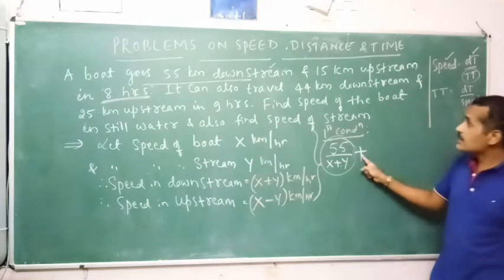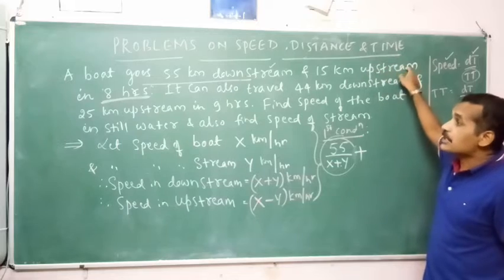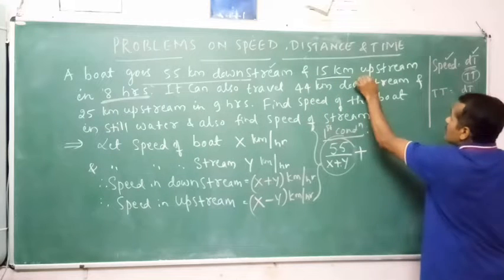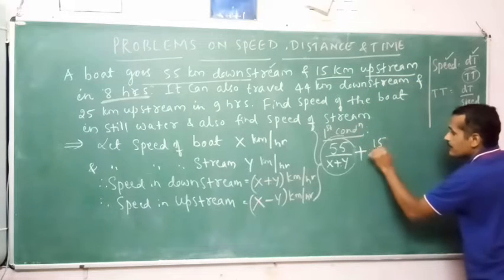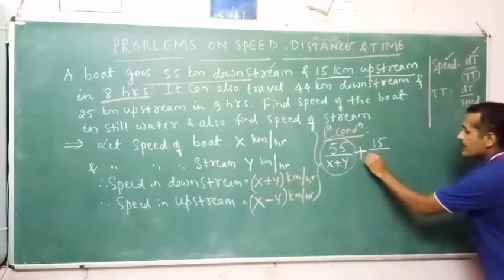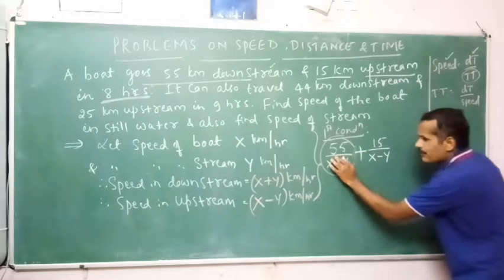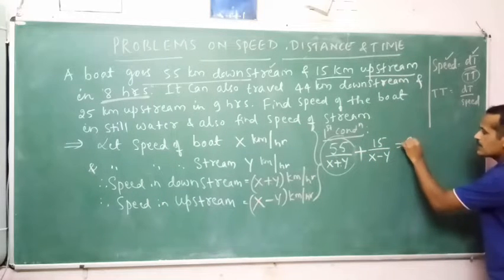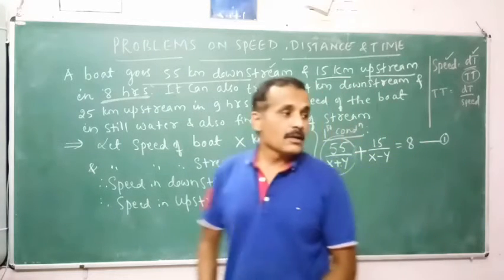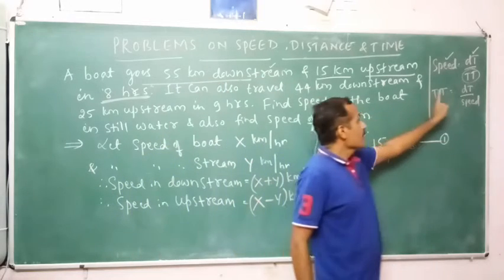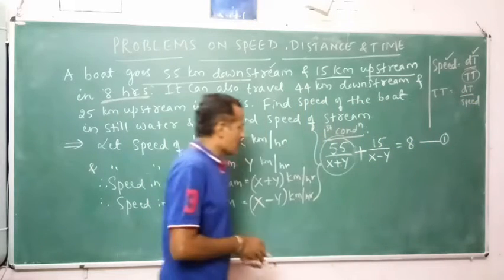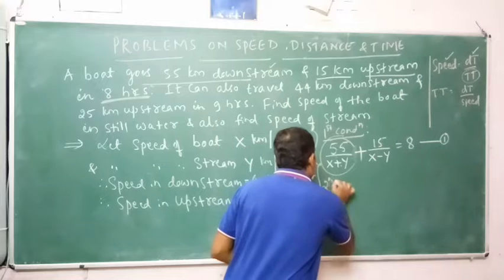Plus. Why this plus? And 15 km upstream. Together it is giving 8 hours. Come, let's come to the upstream now. 15 km upstream. 15 divided by upstream speed, x minus y. This is also time. Together it is 8 hours. Equation number 1. Thus, for all this, the formula is time taken is equal to distance traveled divided by speed. Very simple.